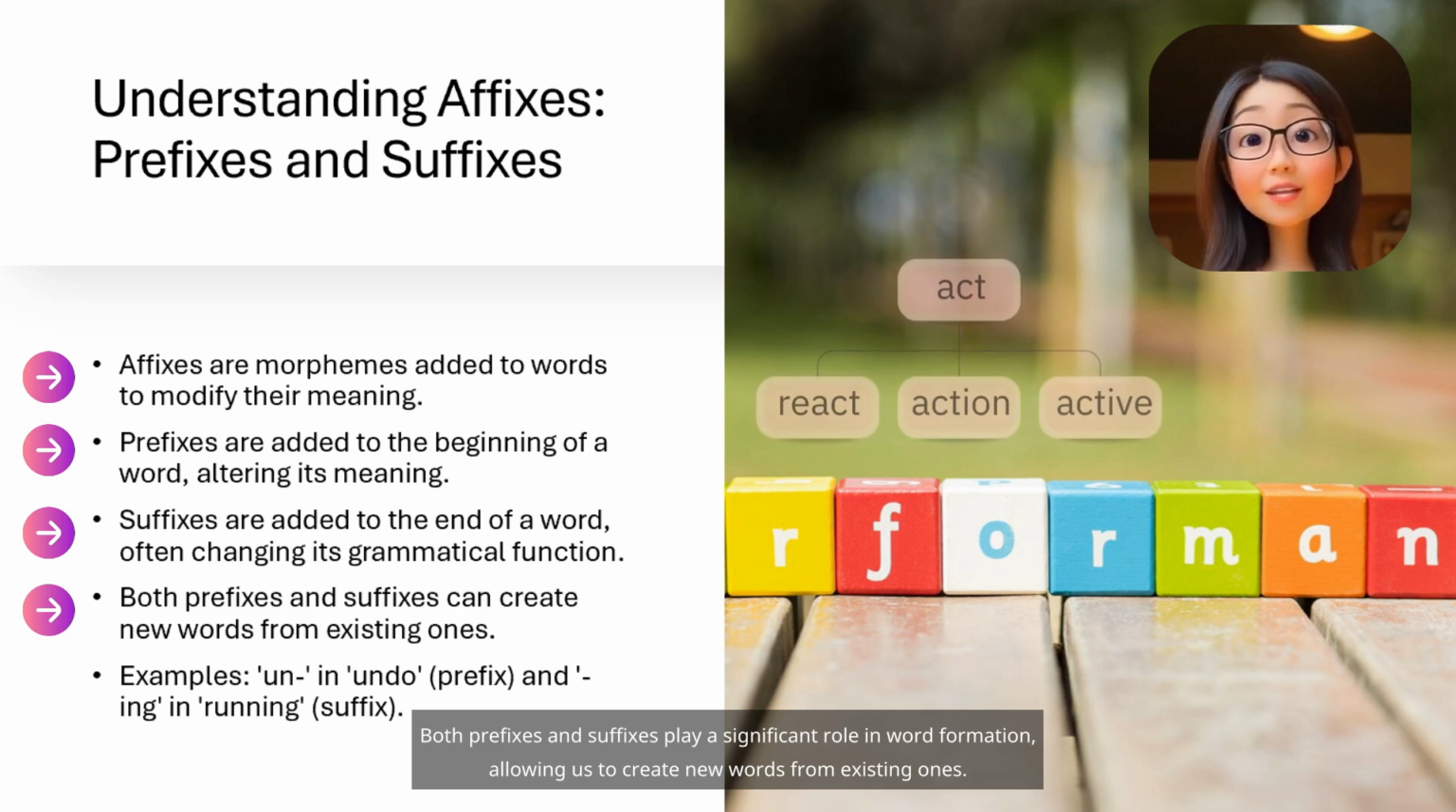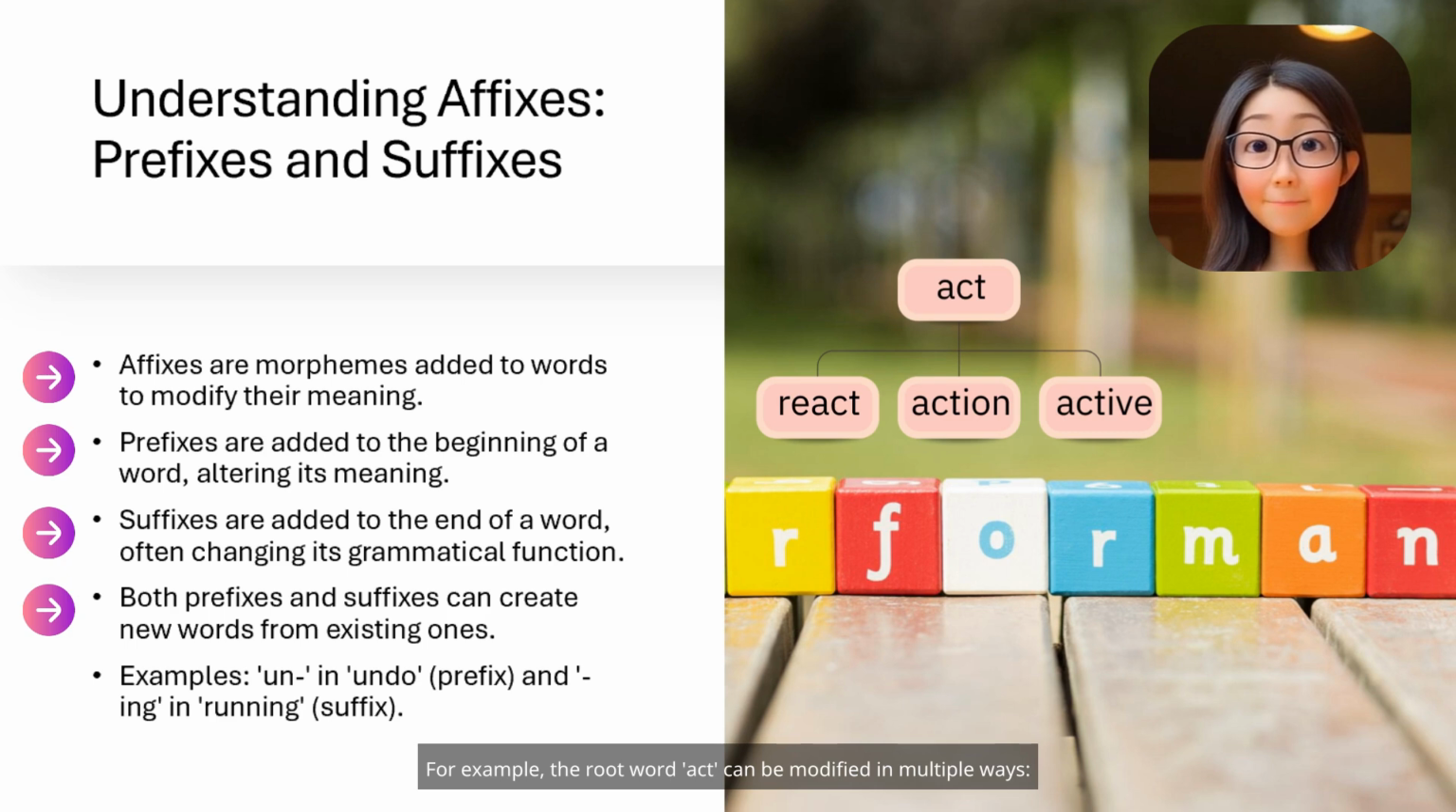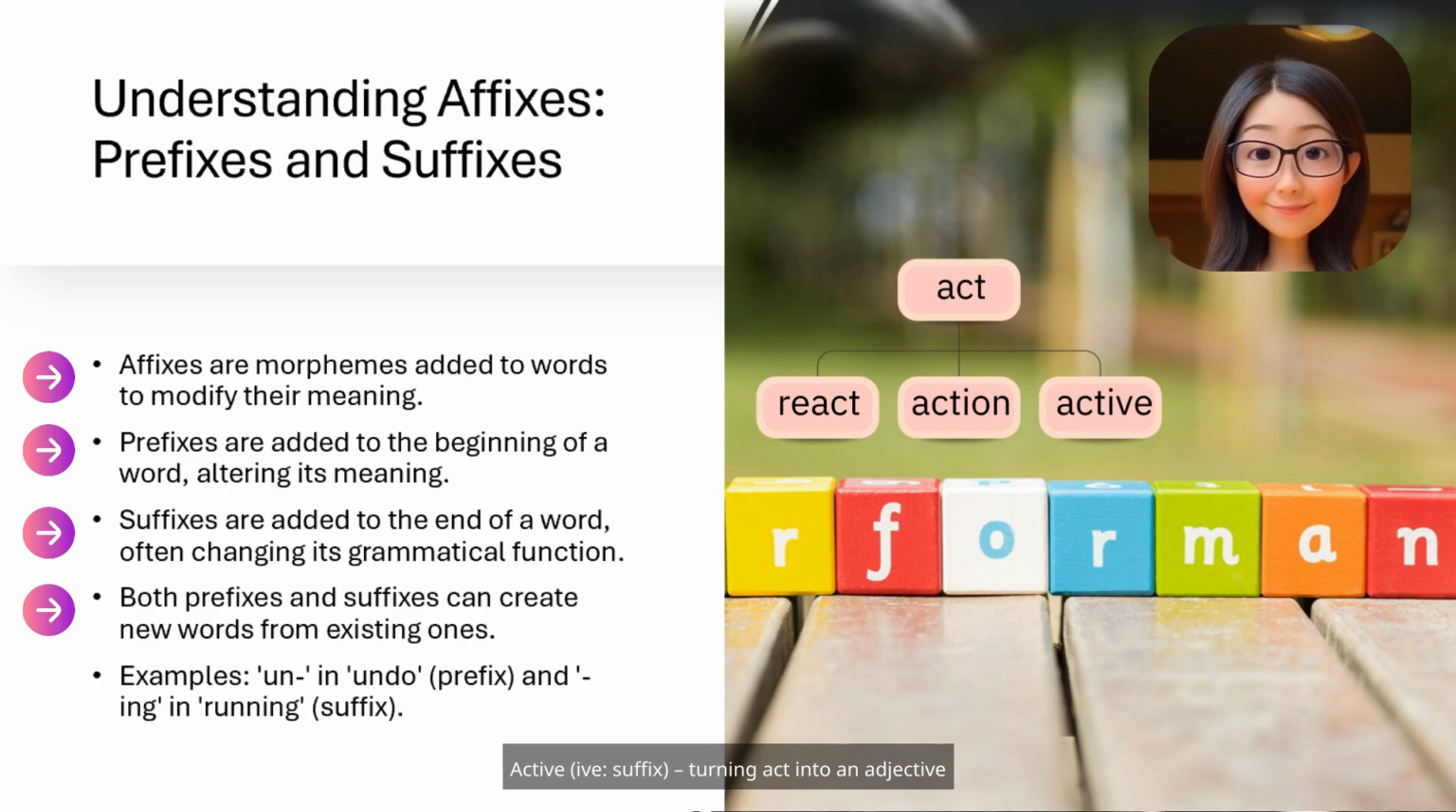For example, the root word act can be modified in multiple ways. React, re- prefix, meaning to act again in response to something. Action, -ion suffix, changing the verb act into a noun. Active, -ive suffix, turning act into an adjective.